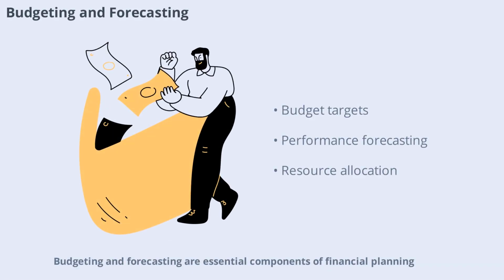Budgeting and forecasting are essential components of financial planning. Budgets set financial targets and allocate resources, while forecasts predict future performance based on current trends and assumptions. Together, these tools help organizations plan for growth, manage resources, and measure progress toward goals.